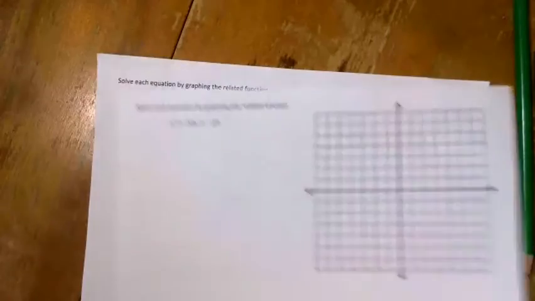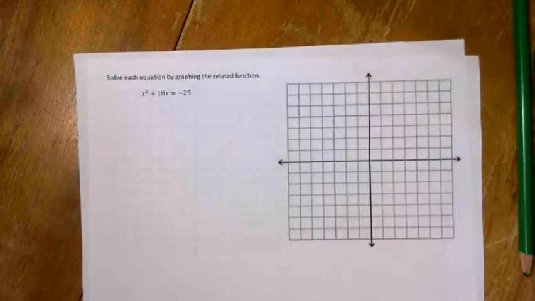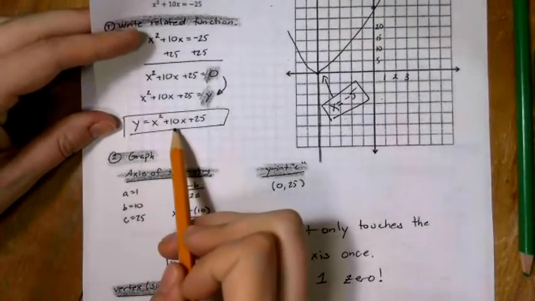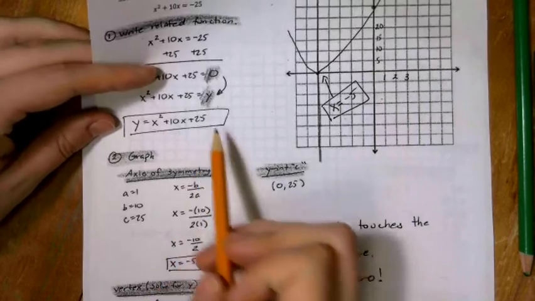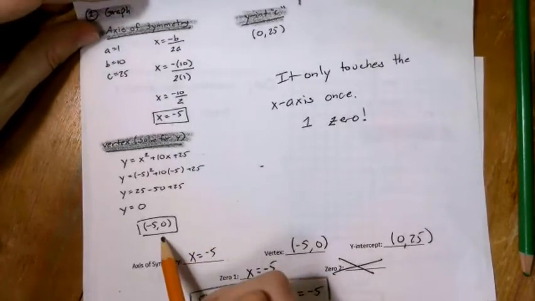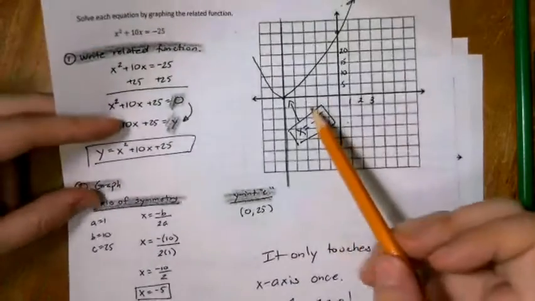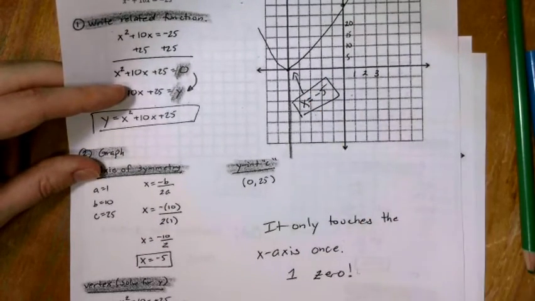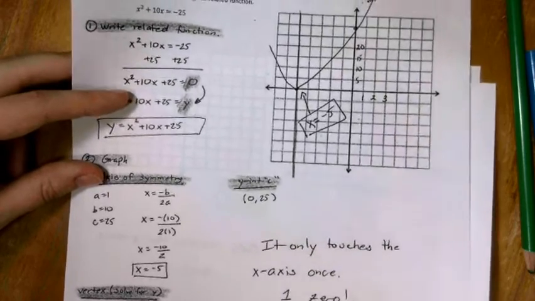All right, the next example, we've got x squared plus 10x equals negative 25. Try it out, see what you get. You should have gotten y equals x squared plus 10x plus 25. Your axis of symmetry is at x equals negative 5. When you plug that in for your vertex, you get a y of 0. This is another one where it only crosses once. There's only one zero at x equals negative 5. All right, two more examples.